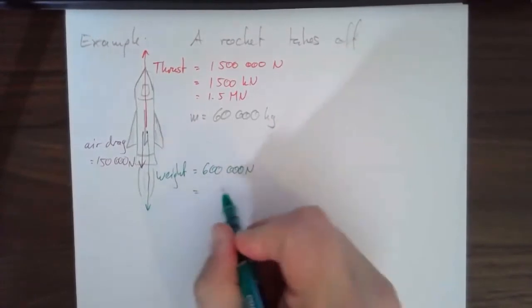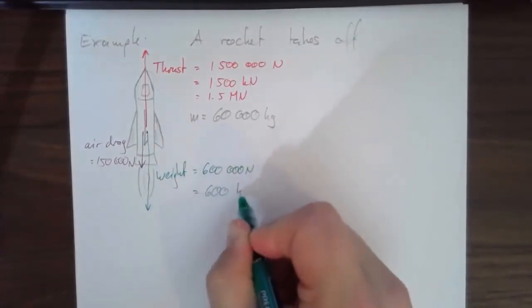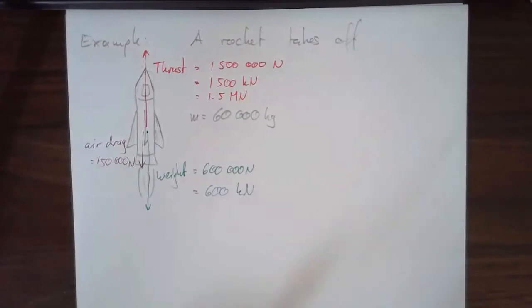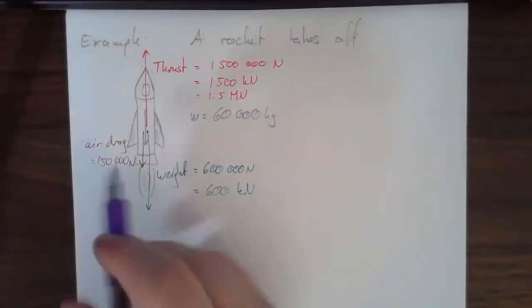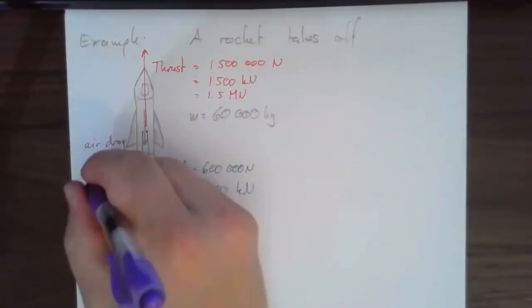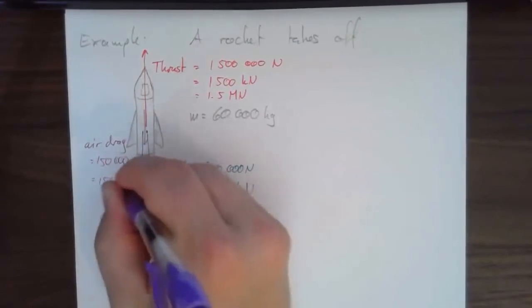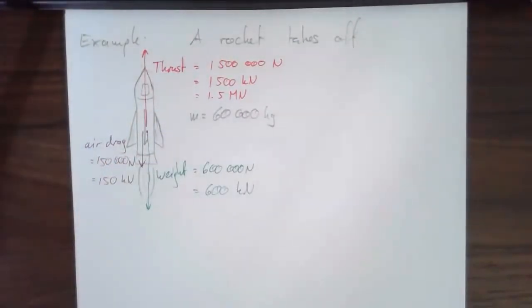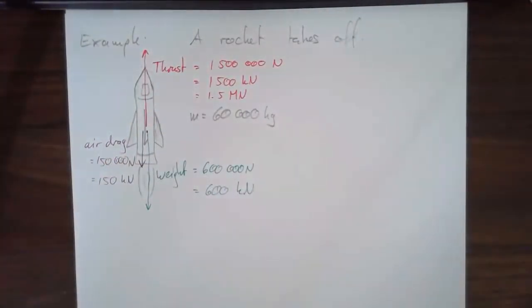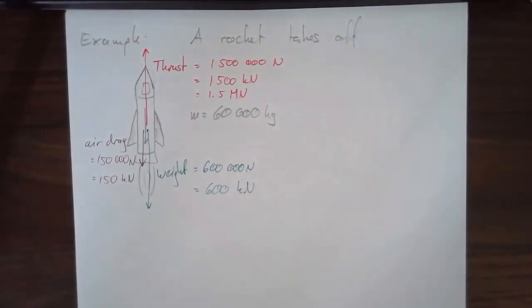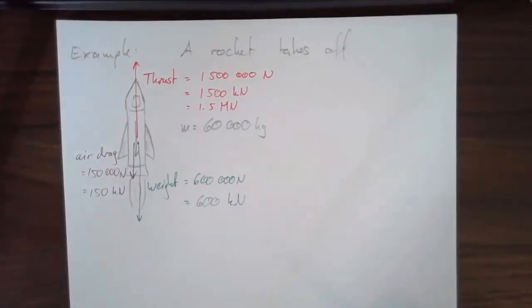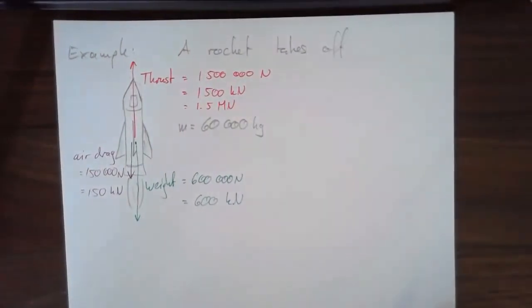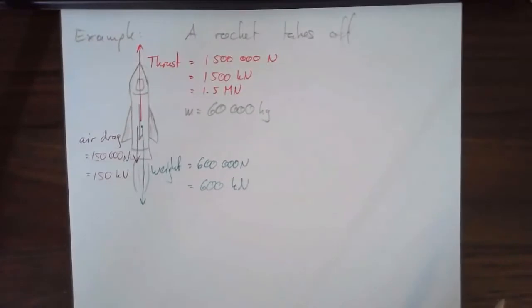Of course, I could write this again as 600 kilonewtons, just so I've got fewer zeros around, but I don't really have to. The air drag is 150,000 newtons, at least right at this instant. Of course, the air drag is going to change as the rocket speeds up or slows down, or as it reaches space, where there's less atmosphere, really no air at all once you get high enough. So we want to find the acceleration.